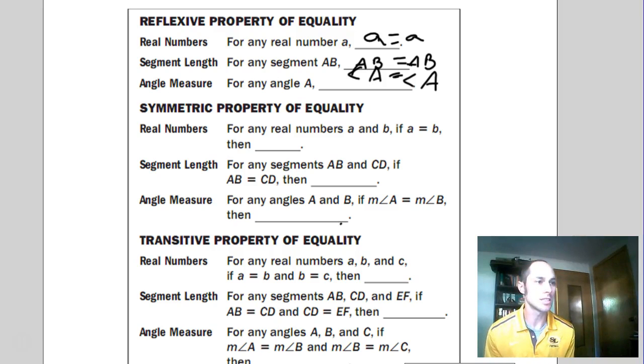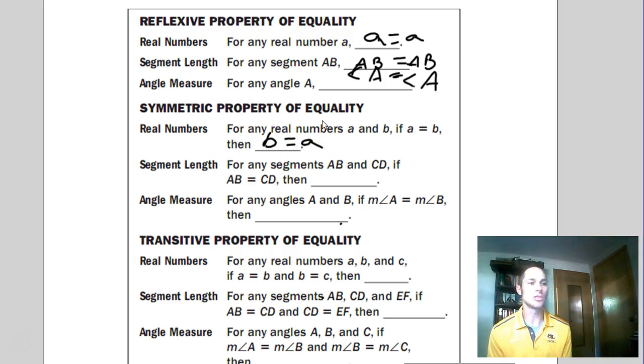Symmetric property, this one we can use when we're showing that, similarly, if A is equal to B, like in algebra, if one variable is equal to another, we can flip that around and it doesn't change anything.